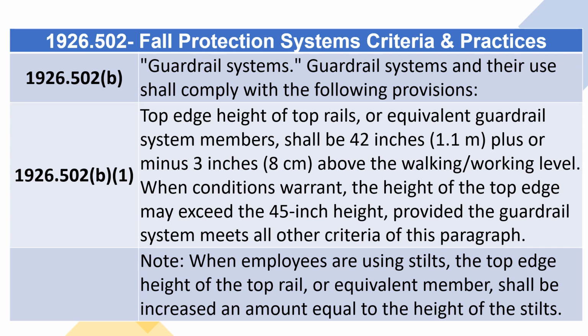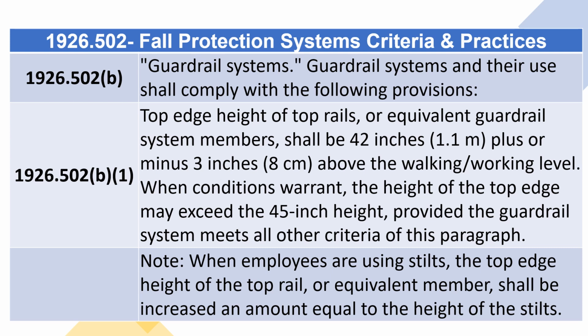1926.502(b). Guardrail systems. Guardrail systems and their use shall comply with the following provisions. 1926.502(b)(1). Top edge height of top rails, or equivalent guardrail system members, shall be 42 inches, 1.1 meters, plus or minus 3 inches, 8 centimeters above the walking/working level. When conditions warrant, the height of the top edge may exceed the 45-inch height, provided the guardrail system meets all other criteria of this paragraph.